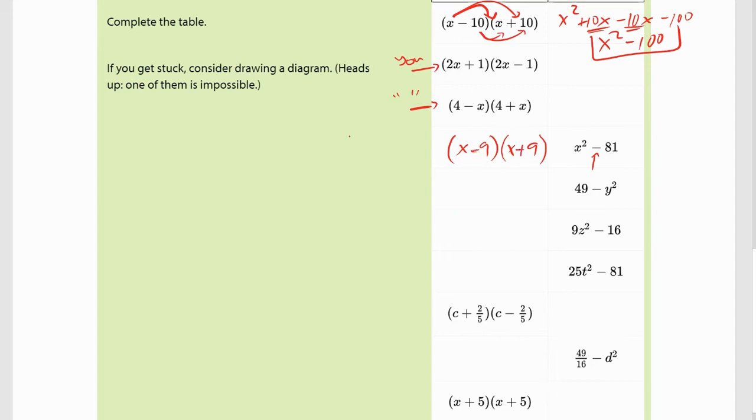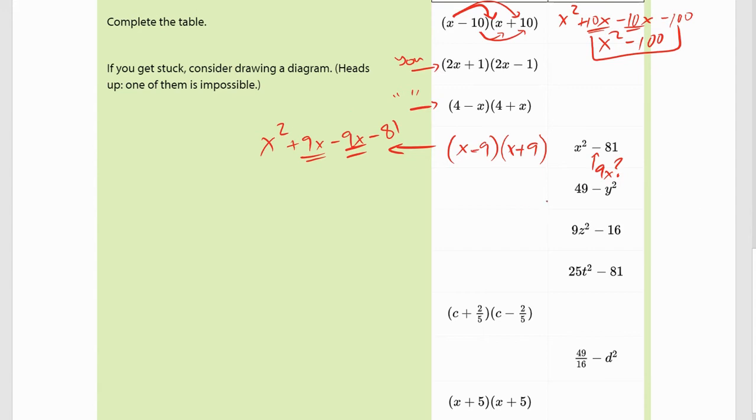Because if you actually FOIL that, if you distribute, shouldn't have said FOILed, the math gods will strike me down. X times x is x squared. X times 9 is 9x. Negative 9 times positive x is negative 9x. And negative 9 times positive 9 is a negative 81. But do you notice how the x terms cancel out? And that's why there is no 9x, right? So that basically takes care of that.